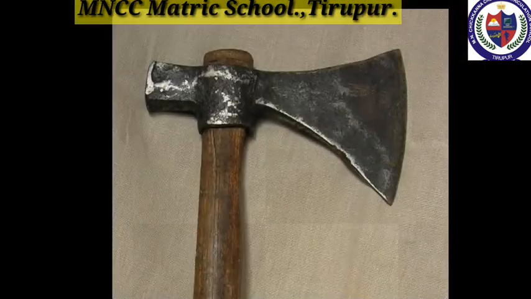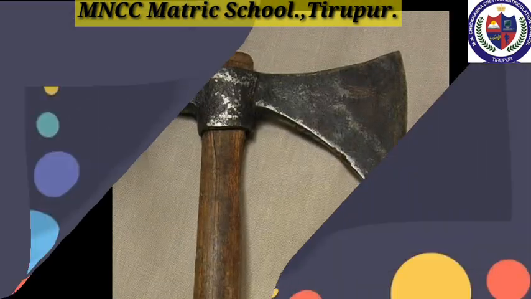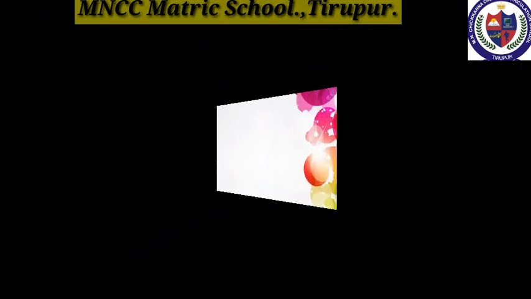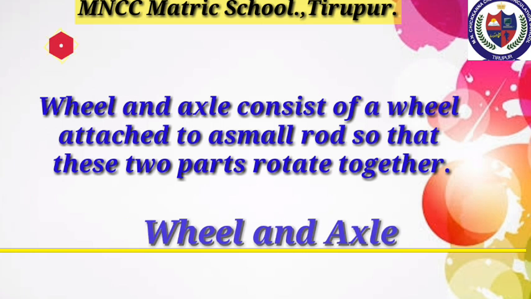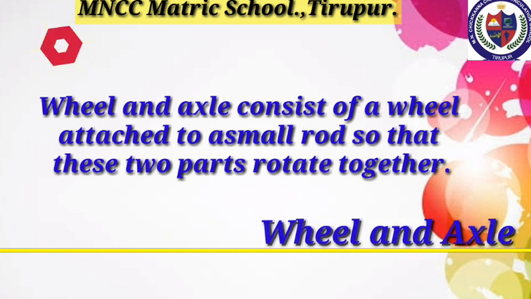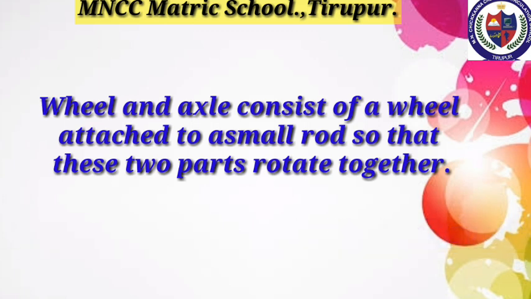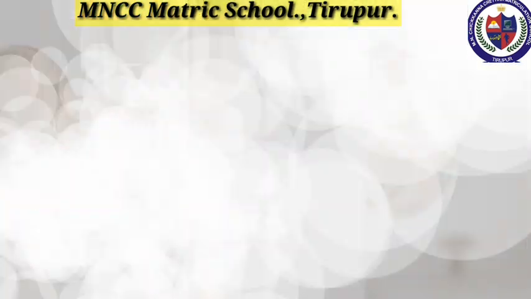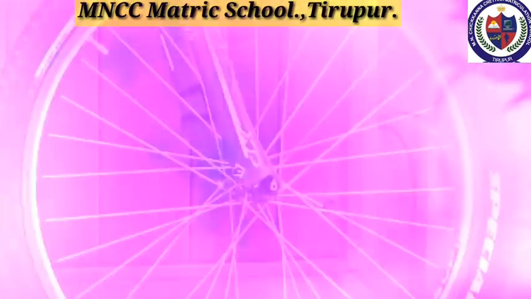The fourth simple machine is screw. The screw is used to raise weights and hold objects together. For example, pencil sharpener, screw jack, bottle cap and windmill. Next, wheel and axle. A wheel and axle consists of a wheel attached to a small rod so that these two parts rotate together. For example, grinder, doorknob, cycle wheel and axle wheel.